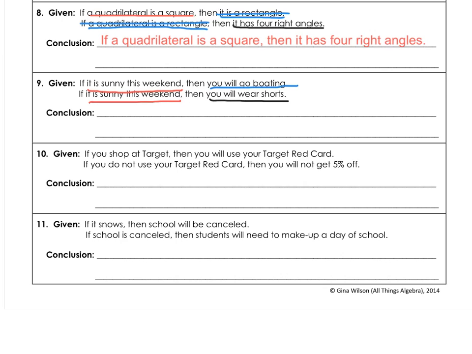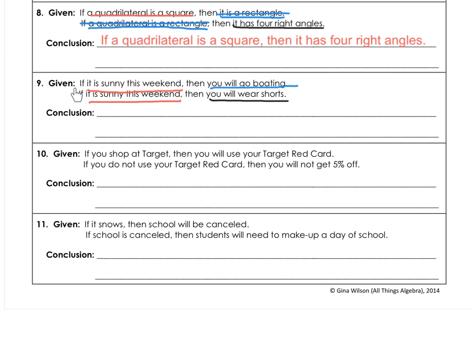So in this case, our conclusion of the first is not the hypothesis of the second. So you will go boating needs to be the hypothesis of the second in order for us to apply syllogism. Since we cannot, and we also cannot apply detachment, we have to conclude that there is no logical conclusion that we can draw from this. Even though this may make a lot of sense, we can draw no logical conclusion from blending these two.